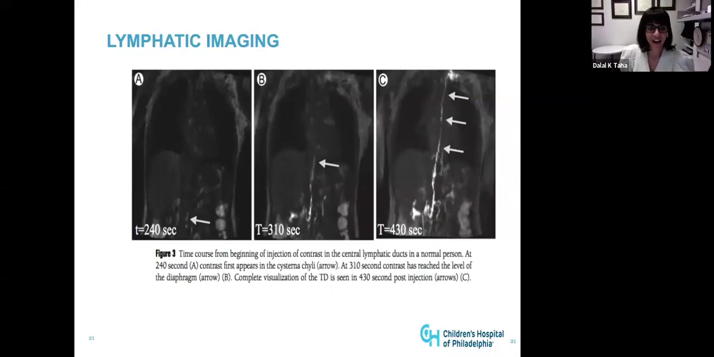Great, thanks. So these are images taken from an adult patient who underwent DCMRL. Once the patient's in the MRI scanner, gadolinium is injected into the lymph system and usually reaches the thoracic duct and the thoracic duct outlet by about 7 minutes.